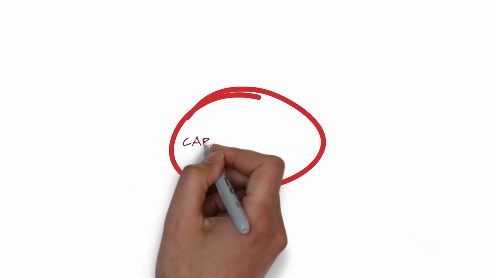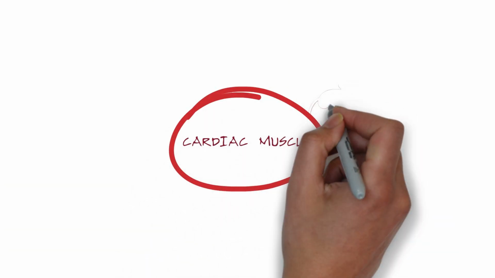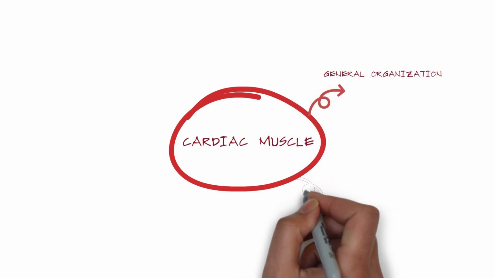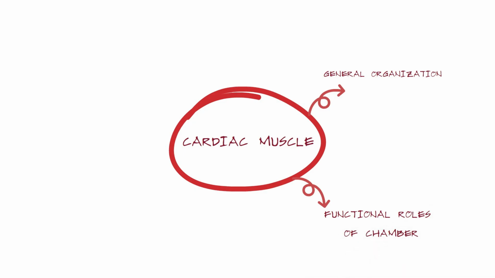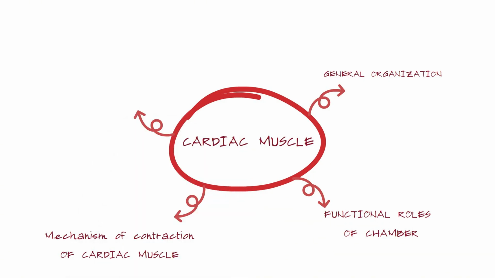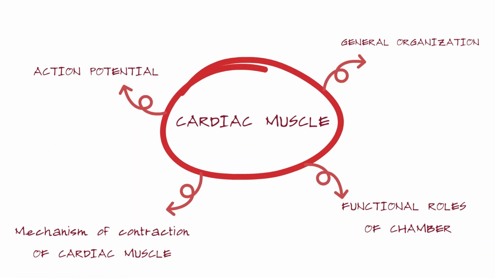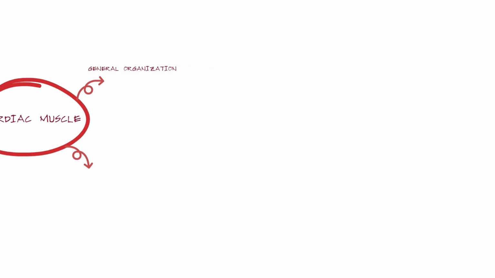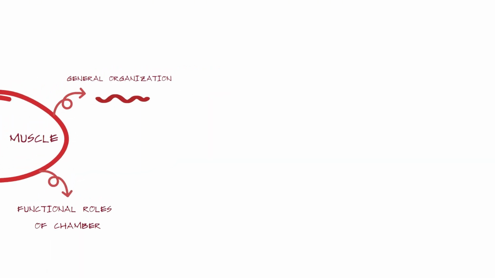Back to our MemoMap. Today we are exploring the cardiac muscles, and we will start with an overall organization of cardiac muscle, then understand the functional role of the atrium and ventricle, and after that we will simplify how the cardiac muscle contracts, and finally we will talk about the cardiac action potential. So let's make it clear, simple, and easy to remember.